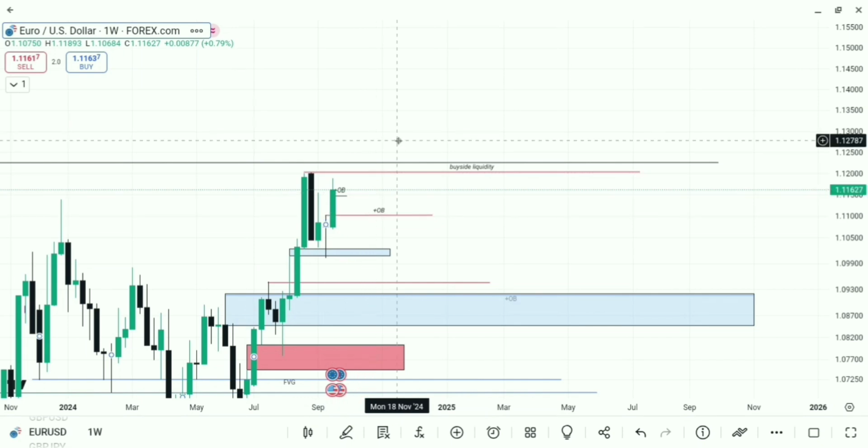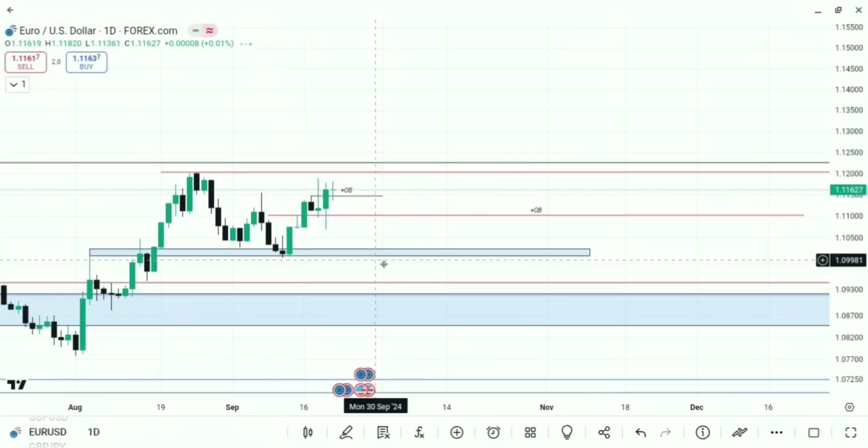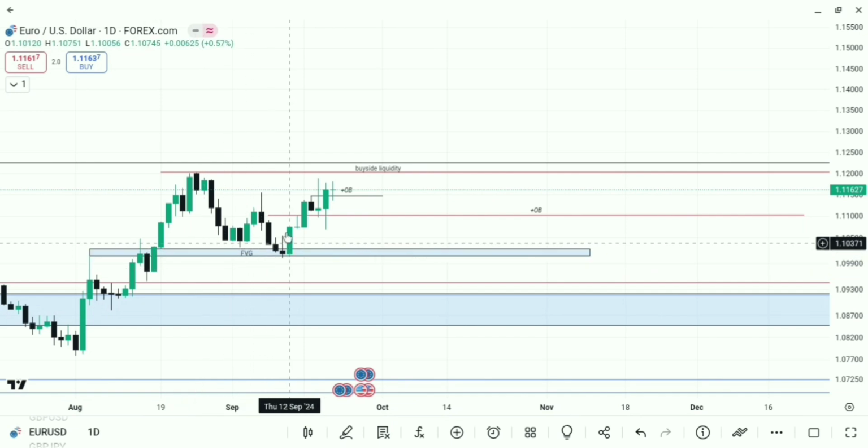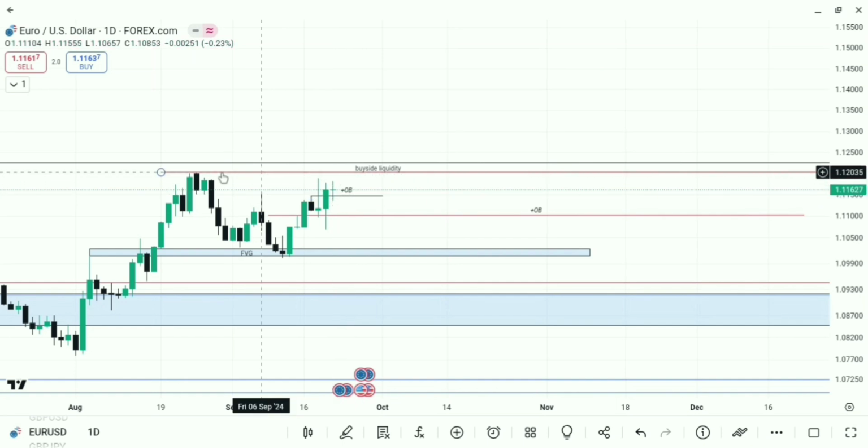So let's go to the daily time frame. So we are actually on the daily time frame. The market already broke its market structure and this is a bullish order block which the market is currently on. So I'm expecting the market to take the buy side liquidity, which is this place here. I'm expecting the market to take the buy side liquidity. So that's my bias for this week because I'm already bullish in Euro USD.